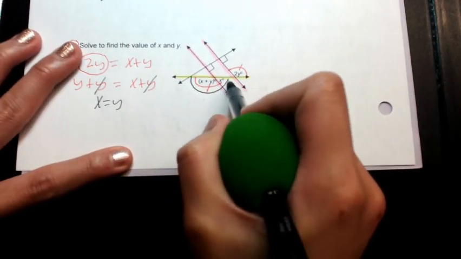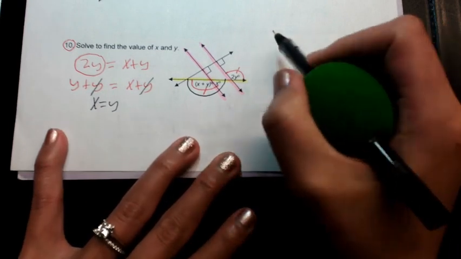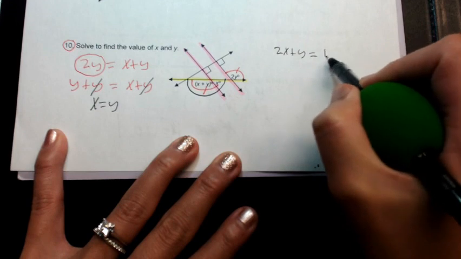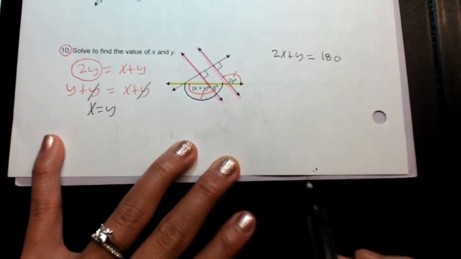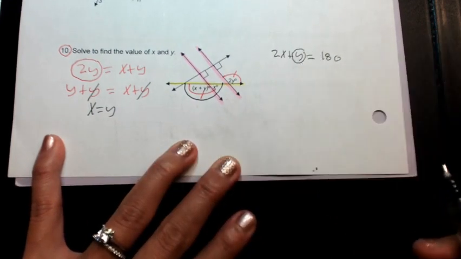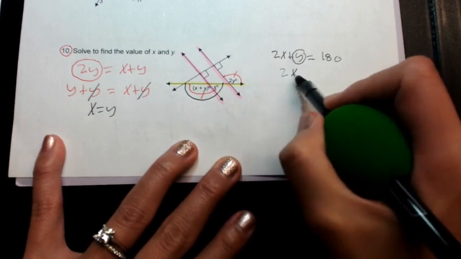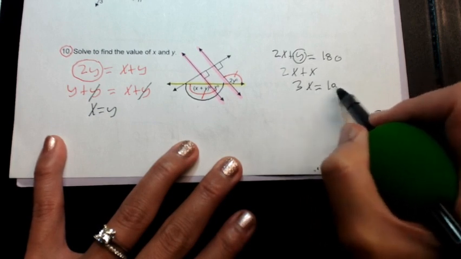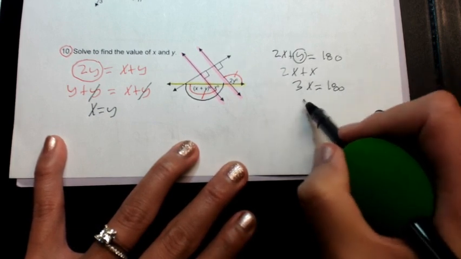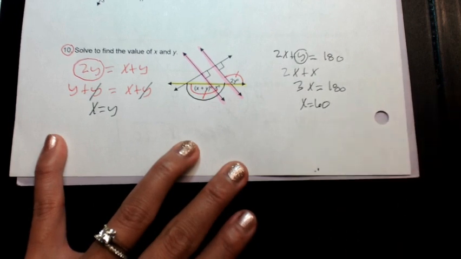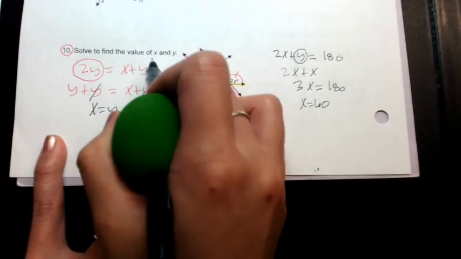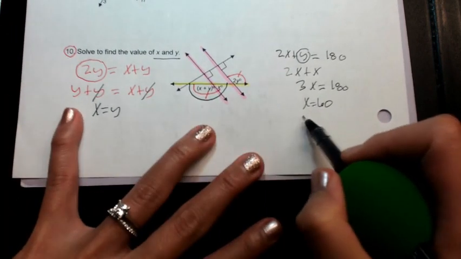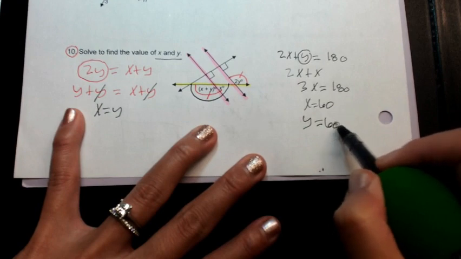Now look at this one right here. How many is all this together? 180. So I have 2x plus y is equal to 180. And I know my y can also be represented as my x. So 2x plus x, yeah, let's just write 3x is equal to 180. So we know our x must be 60. It says to find the value of x and y, then y must also be the same, right?